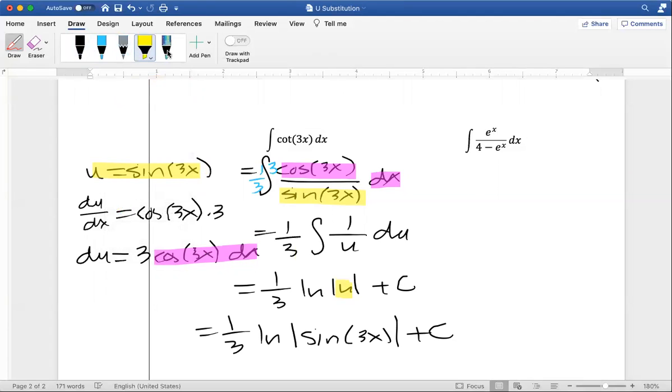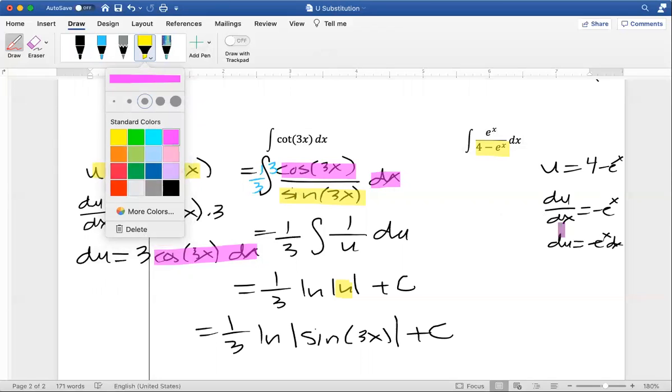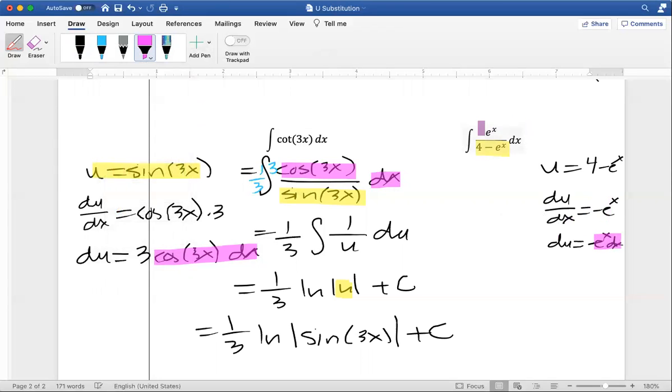Okay, let's try again. So in this example, I'm going to pick that denominator to be my u again. u is 4 minus e to the x. The derivative of that is negative e to the x. So du is negative e to the x dx. Notice I have the e to the x dx up here. I'm just missing that negative. If I put a negative in here, I have to put a negative in the front. So I have negative integral 1 over u du.